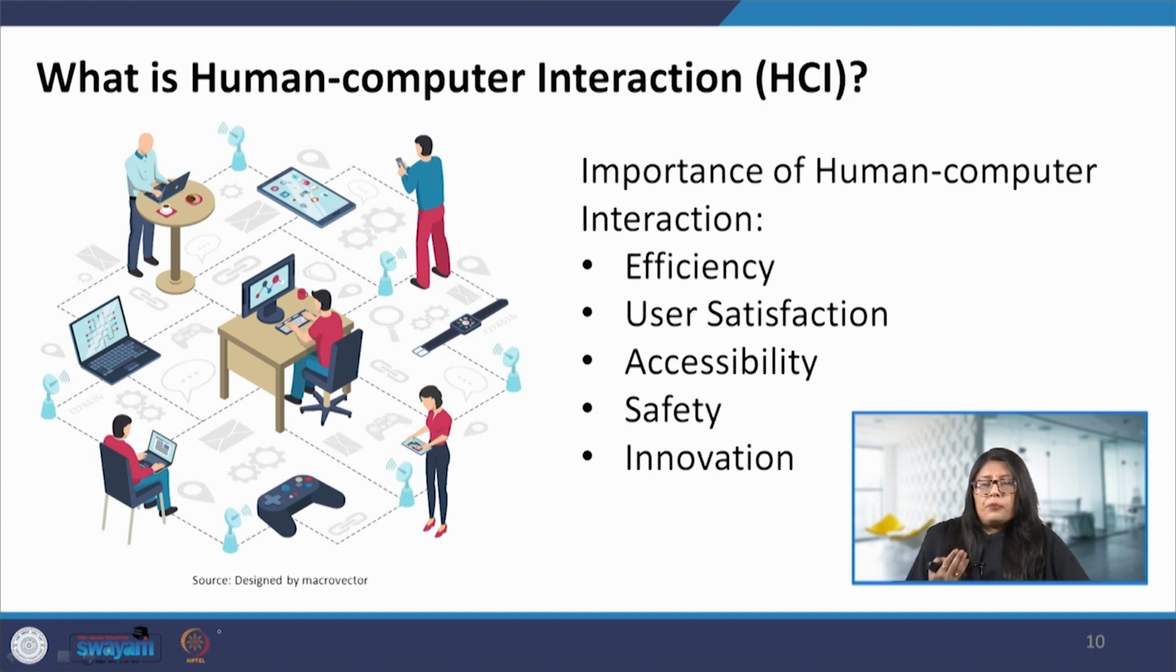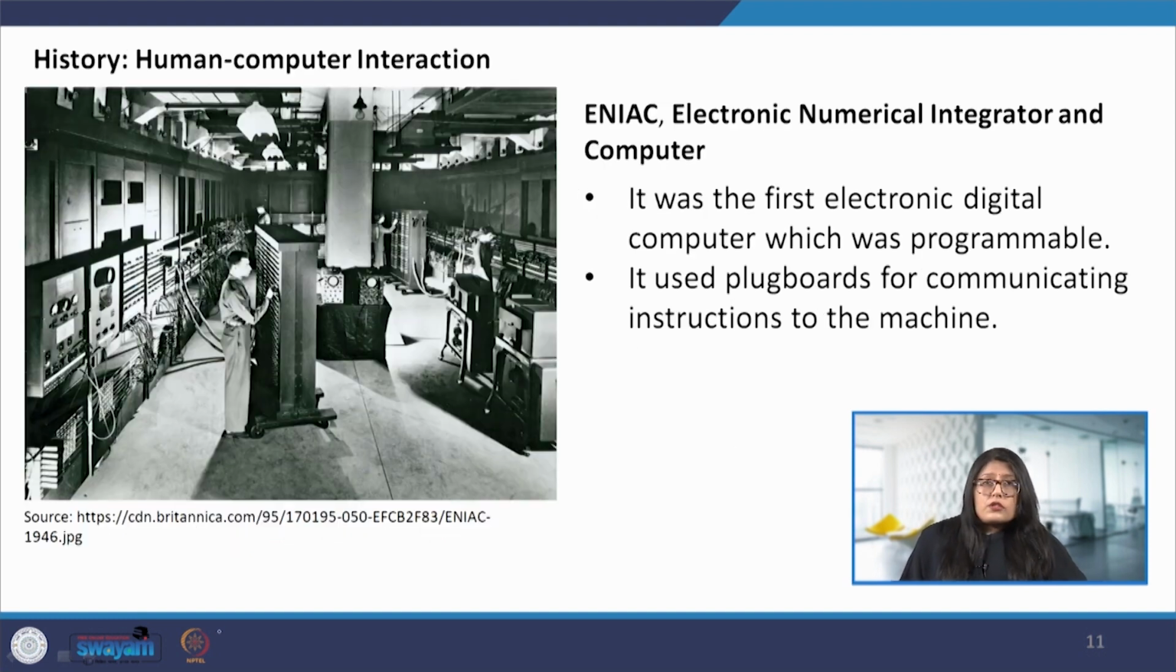And finally, HCI also drives innovation by ensuring that we come up with more technologically enhanced products which will help improve this interaction. So, we can see how human computer interaction has a big role to play in our lives, and designers are constantly striving to come up with better improved interactions.